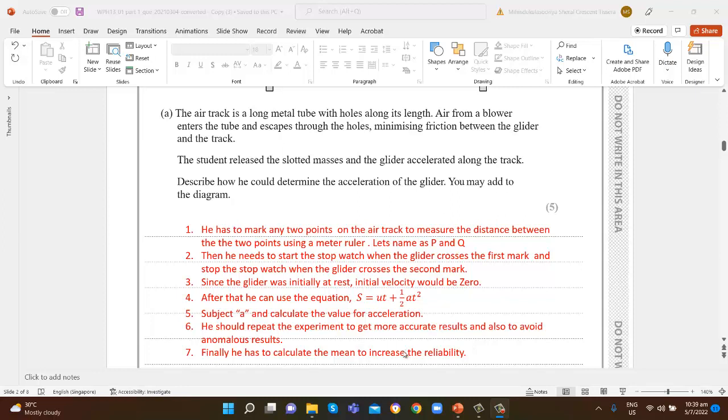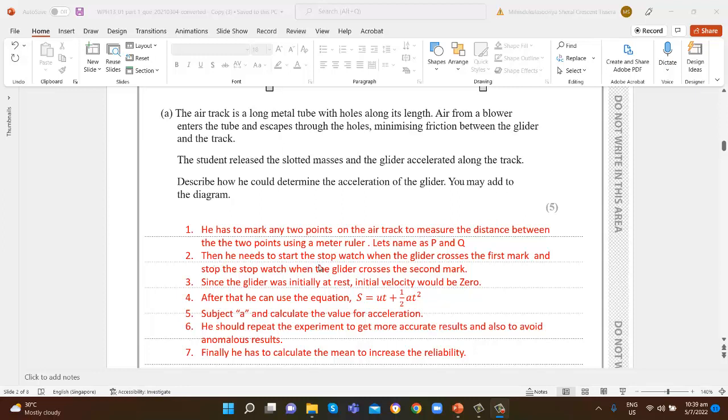So I have written clearly for you to understand and read. You have to learn everything I have written on the paper, then anytime you can come to this and read all. So now you learn how we are writing, one by one. He has to mark any 2 points first on the air track. Why? To measure the distance between the 2 points. By what? A meter ruler. So you name them P and Q. Always ask why, what, when. Then you will know what to write.